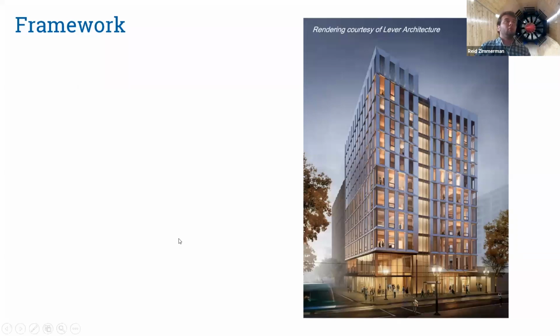So framework, I think most are aware of the framework building. It was a project led by a great team at Lever Architecture, also included Walsh Construction and Structurecraft, and many others. It was one of the winners of the US TallWood Building Prize competition, and unfortunately was not built. It got to the point of receiving a structural permit, but the decision then was made not to pursue construction.